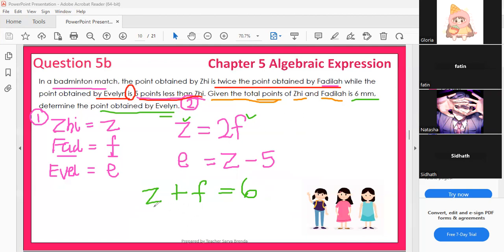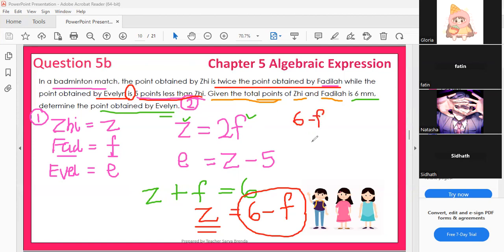All right. So if Z plus F is equivalent to 6, Z must be 6 minus F. Do you understand? I make Z the subject. Z must be 6 minus F. All right. Now this number, you put it here. So 6 minus F, which is the same as Z, which is this Z, is equivalent to 2F.